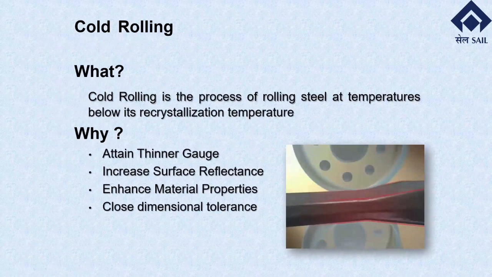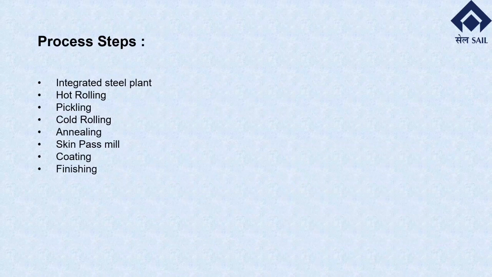Now, why is cold rolling done? To attain thinner gauges. At CRM3, our rated capacity is 0.25 millimeter to 2 mm. It also increases the surface reflectance required for the white good products. It enhances material and mechanical properties. Then it also gives close dimensional tolerance, which we are not able to achieve at the hot strip mill.